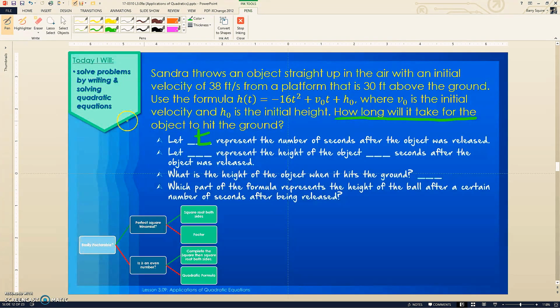So we are going to let h represent the height of the object t seconds after the object was released. So that's why the h of t exists. So the height depending on how many seconds. So the big question is, what is the height of the object when it hits the ground? I know that's not what we're trying to find out. We're trying to find out how long it will take. But what is the height of the object when it hits the ground?